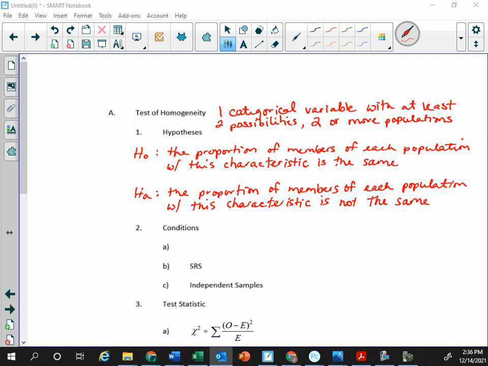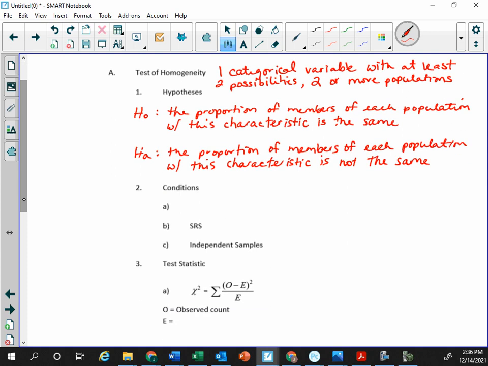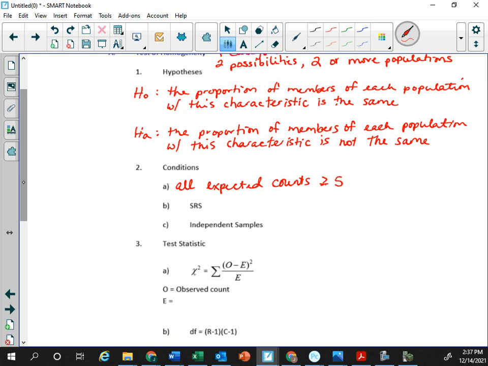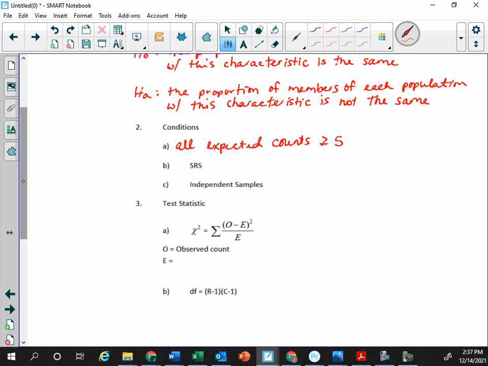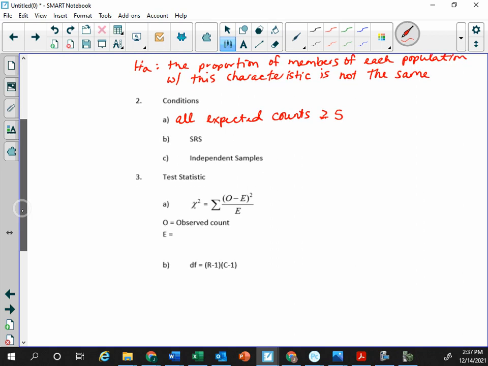All right, conditions. What do you think the first one is? All expected counts greater than or equal to 5. We'll talk about the samples being independent since we're looking at 2 different populations this time. The rest the same, still the same formula for chi-square, observed, expected count. Again, we're using matrices, so we've got the rows and columns for our degrees of freedom.